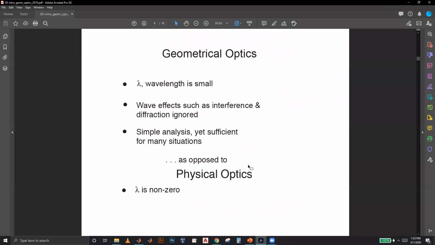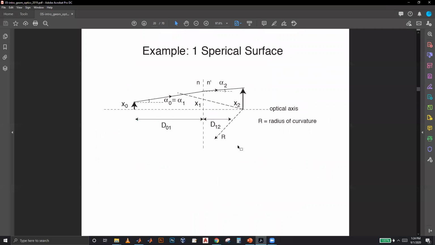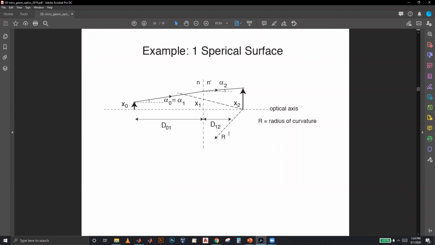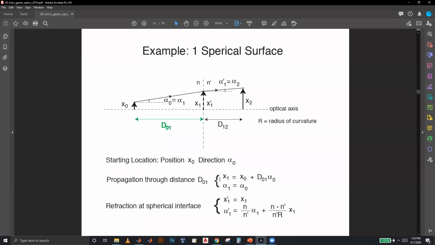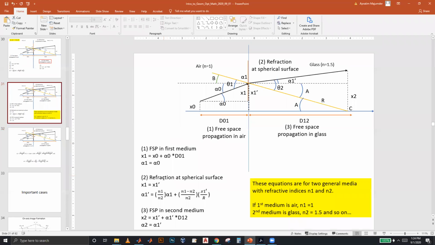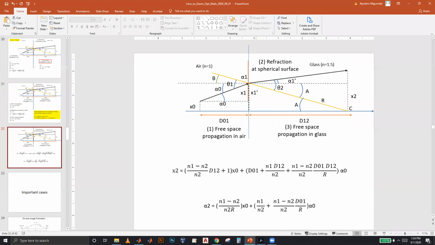So we have basically covered up till here, where these equations are given. The math wasn't worked out here, so I've added these slides to work out the math, and you can redo it by yourself later on. Again, three sets of equations are provided over here. Propagation through distance 0, 1 is what I termed free space propagation in air. Refraction at spherical surface: first set, second set, and again, second propagation, so third set. Over here, I also pointed out my first set, second set, third set, and putting them together is this equation.